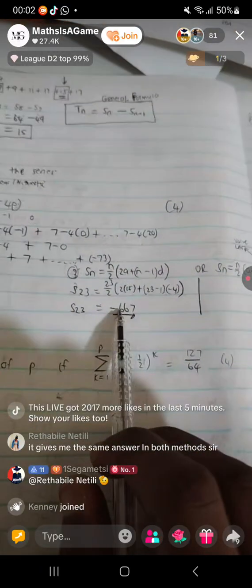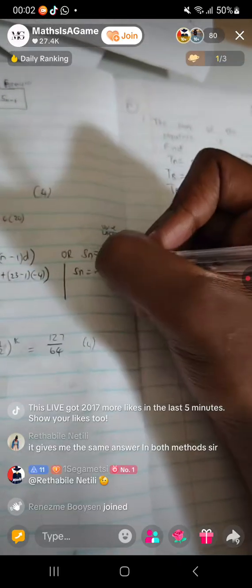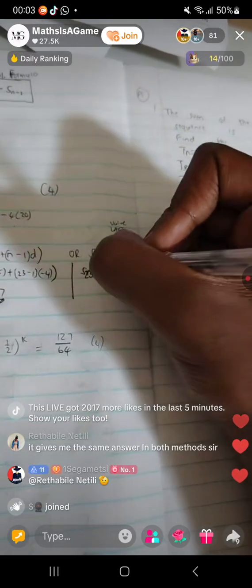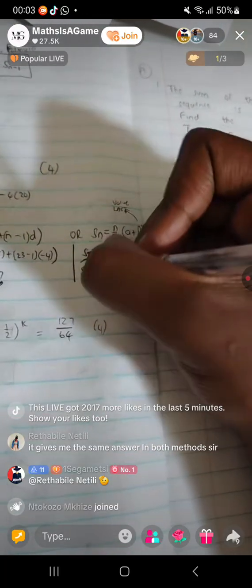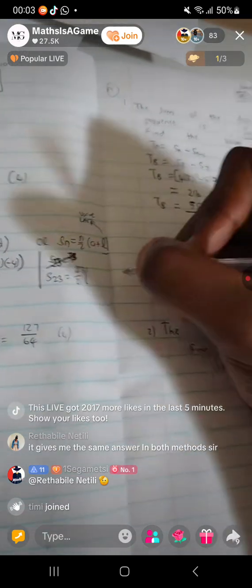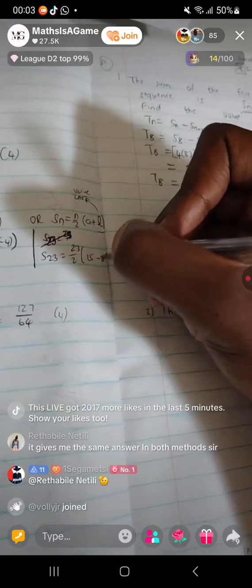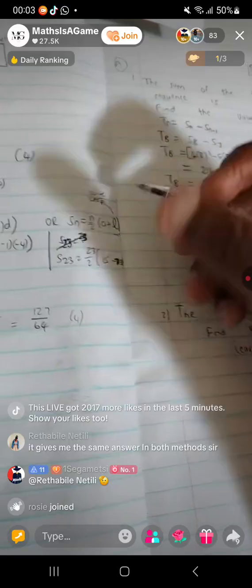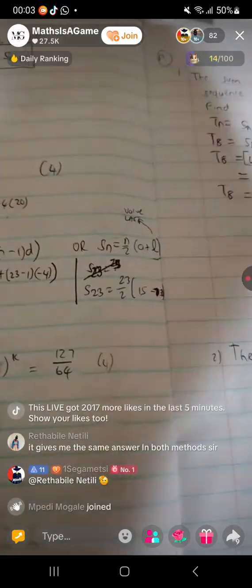Ritabile is saying we get negative 667 for usage of this formula. If we did not use this one, we could if we wanted to use this one. I am just doing both, guys, so that we can be comfortable in knowing that it doesn't matter which one we decide to use. At the end of the day, it will yield the same answers. 15 minus 73. Put that in your calculator, should get the same answer.